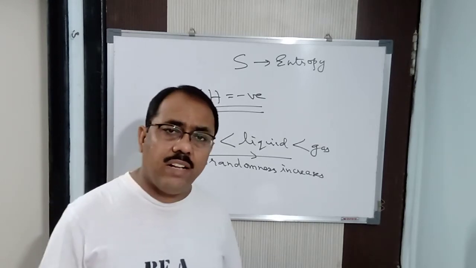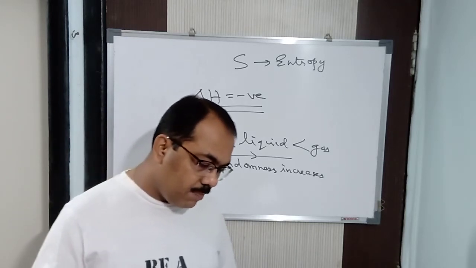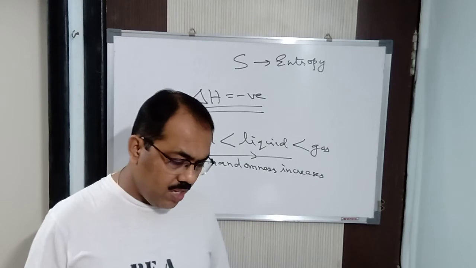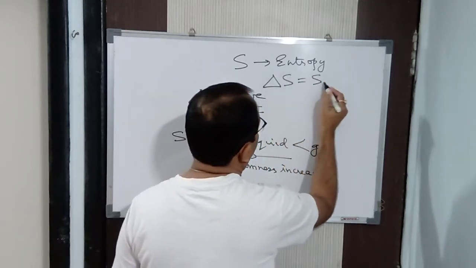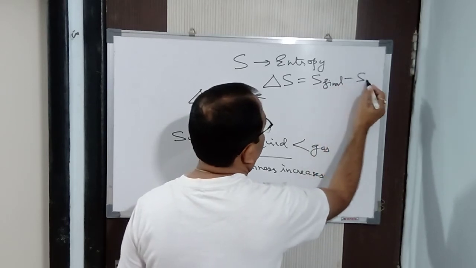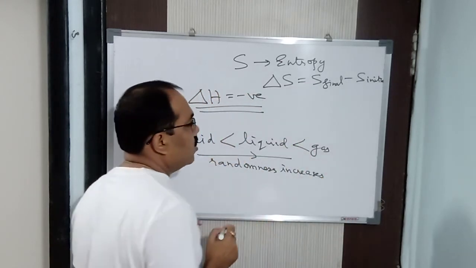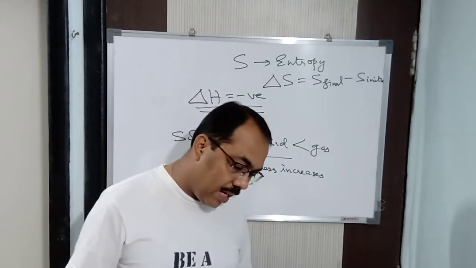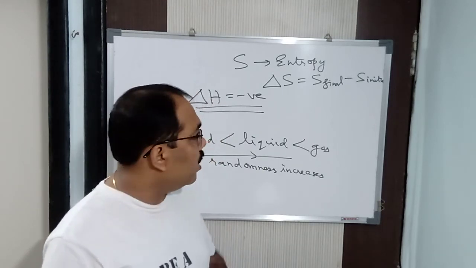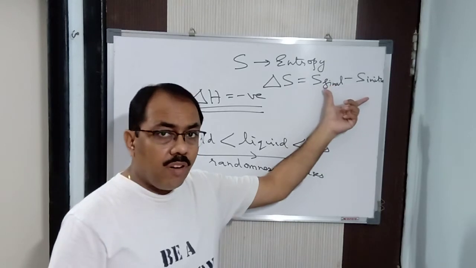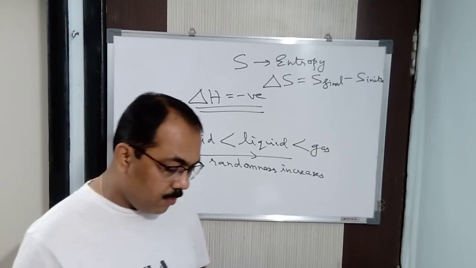Now entropy is a state function, just like enthalpy and internal energy. So it depends upon the initial and final state of the system. So we can also calculate the change in entropy. Delta S is equal to S final minus S initial. That is known as the change in entropy. When a reaction is given to you, final means product, initial means reactant, so product minus reactant will give the entropy change of the system.